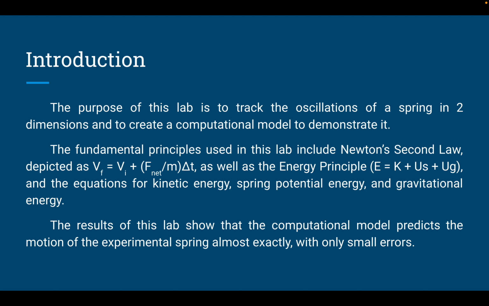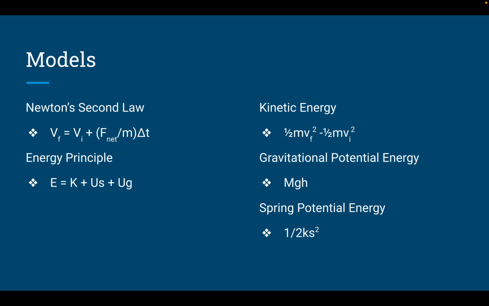The fundamental principles used in this lab include Newton's second law, depicted as Vf is equal to Vi plus F net over m delta T, as well as the energy principle, which is E is equal to K plus Us plus Ug, and the equations for kinetic energy, spring potential energy, and gravitational energy. The results of this lab show that the computational model predicts the motion of the experimental spring almost exactly, with only small errors.